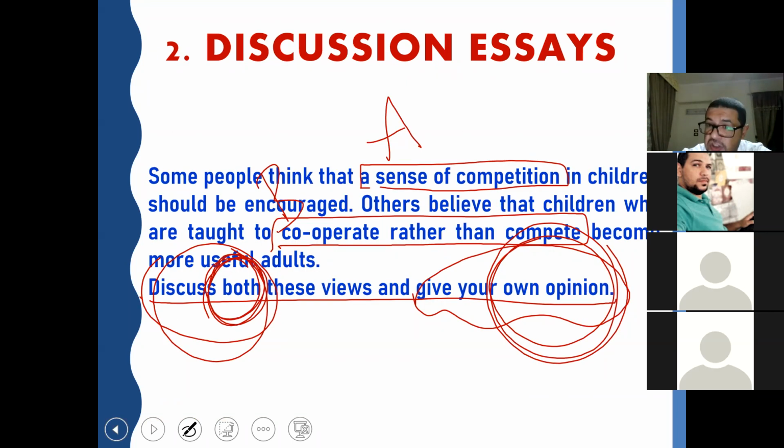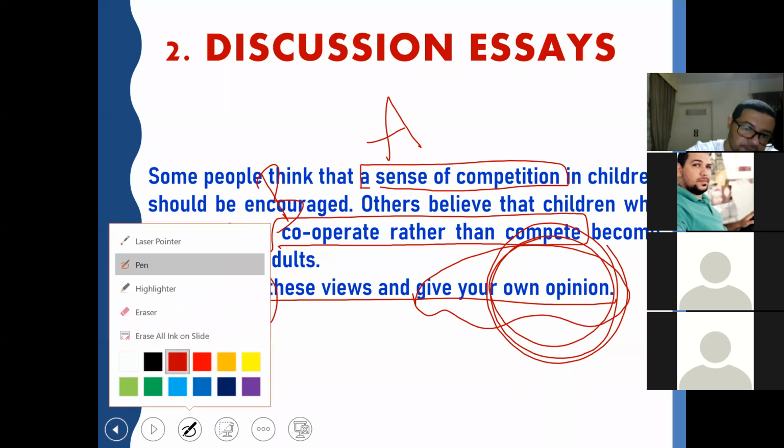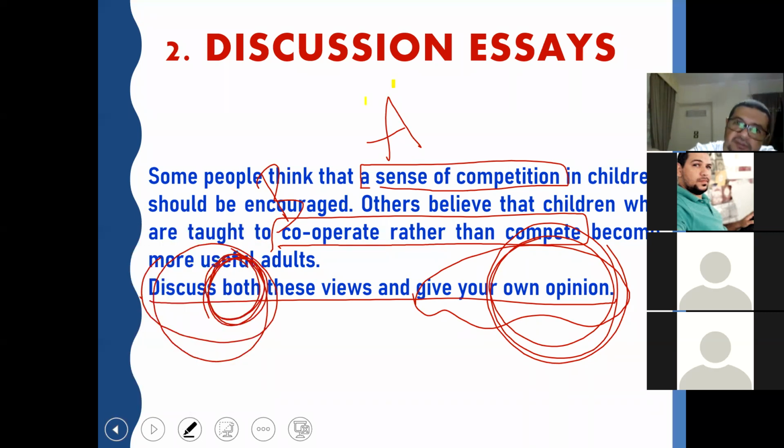In such a question, I'll write the introduction and I'm going to mention my opinion in the introduction. I'm going to move on to body paragraph 1, in which I should support A. Body paragraph 2, which is the third paragraph, I'm going to support B. And maybe in the conclusion, I can give my opinion and make a summary of what I said before.